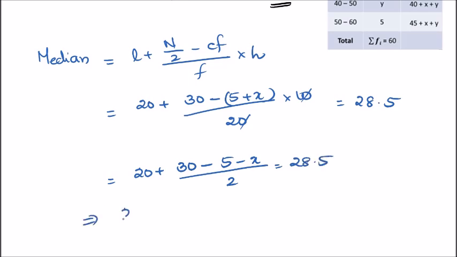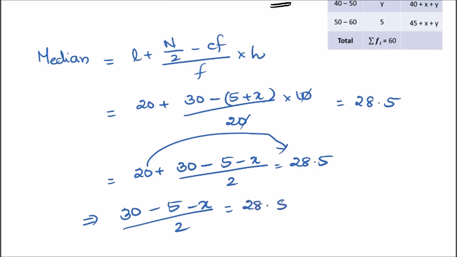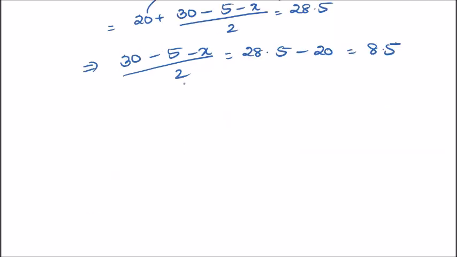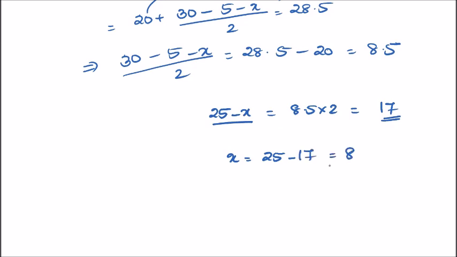That implies (30 minus 5 minus x) divided by 2 is equal to, moving this here, 28.5 minus 20, that's equal to 8.5. 30 minus 5 is 25. 25 minus x is equal to 8.5 into 2, that's equal to 17. Hence x is equal to 25 minus 17, that's equal to 8. So we get the value of x.